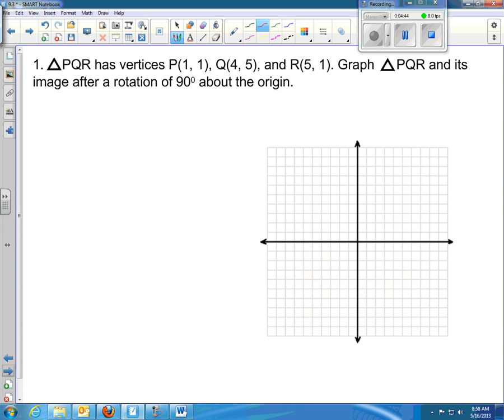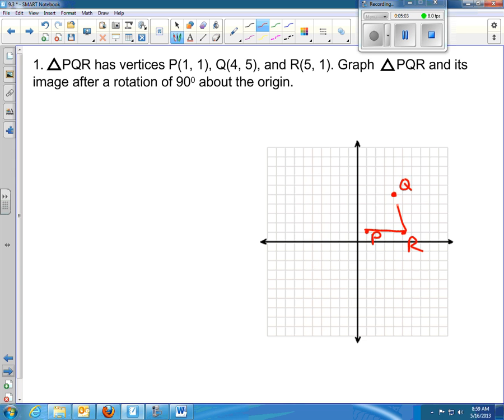All right, triangle PQR has vertices of (1, 1), (4, 5), and (5, 1). So let's graph those right away. (1, 1), we have P. (4, 5): 1, 2, 3, 4, up 5, is our Q, and our R is (5, 1).